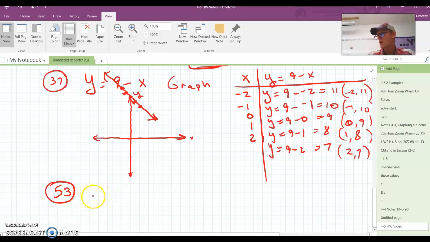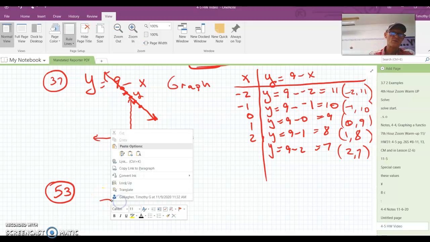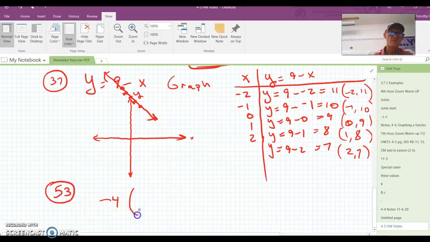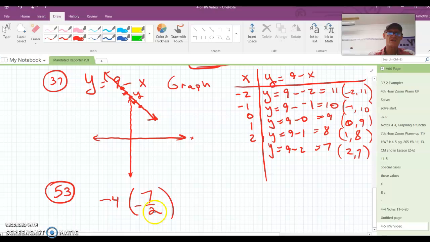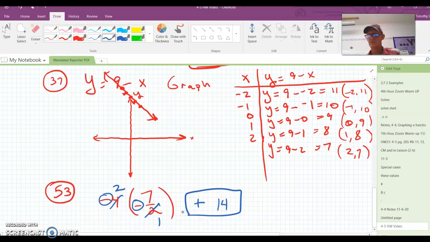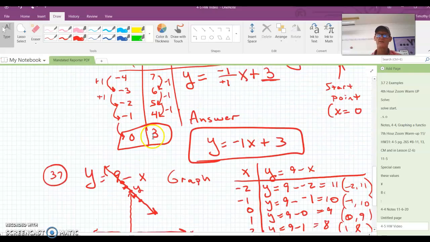And then 53 on the homework assignment is a fraction problem. So negative 4 times 7, negative 7 over 2. So I'm going to do this by hand. I'm not going to use a calculator because I can see that these two have a common factor of 2. And 2 divided by 2 is 1. Negative 4 divided by 2 is negative 2. And this negative makes the positive. 2 times 7 is what you get, so you should end up with 14. All right, that's this homework explained, and I hope that helps.